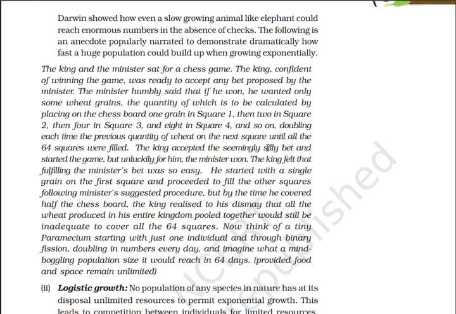The king accepted the seemingly silly bet and started the game, but unluckily for him, the minister won. The king felt that fulfilling the minister's bet was so easy, he started with a single grain on the first square and proceeded to fill the other squares following the minister's suggested procedure. But by the time he had covered half the chessboard, the king realized to his dismay that all the wheat produced in his entire kingdom pooled together would still be inadequate to cover all the 64 squares. Now, think of a paramecium starting with just one individual and, through binary fission, doubling in numbers every day, and imagine what a mind-boggling population size it would reach in 64 days, provided food and space remain unlimited.